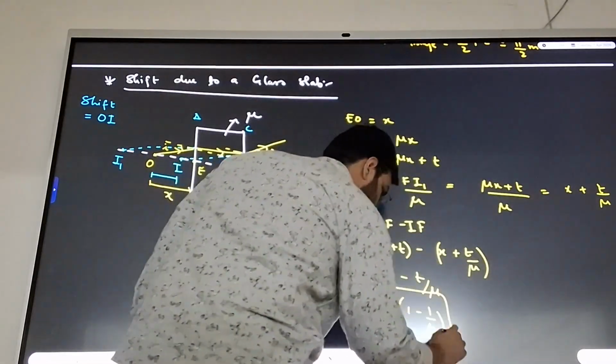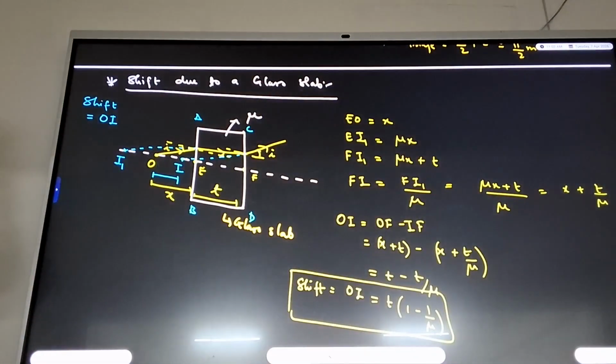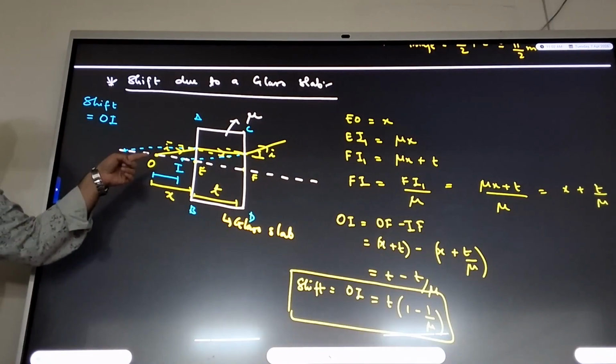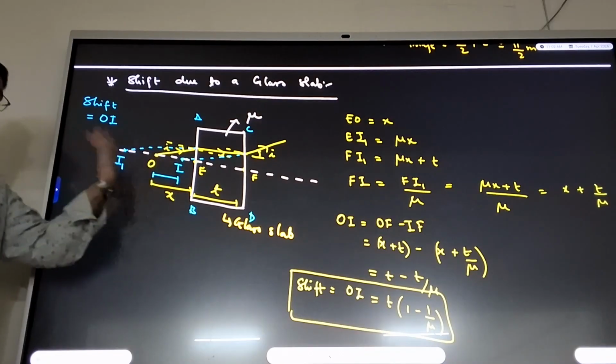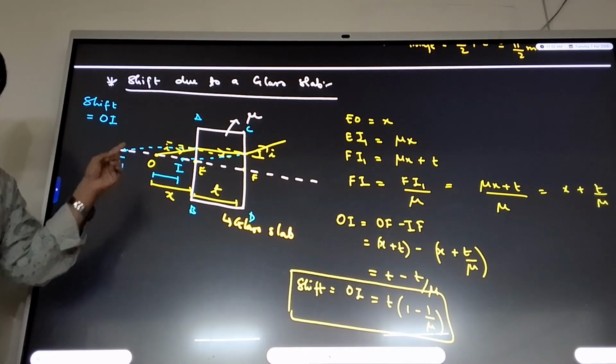Now if you look into this very carefully, the shift is towards what? Towards the glass slab. Let me make another picture. This was the case for a real object. The shift is always towards the glass slab. Can the shift occur in the opposite direction? That can occur for the case of a virtual object.